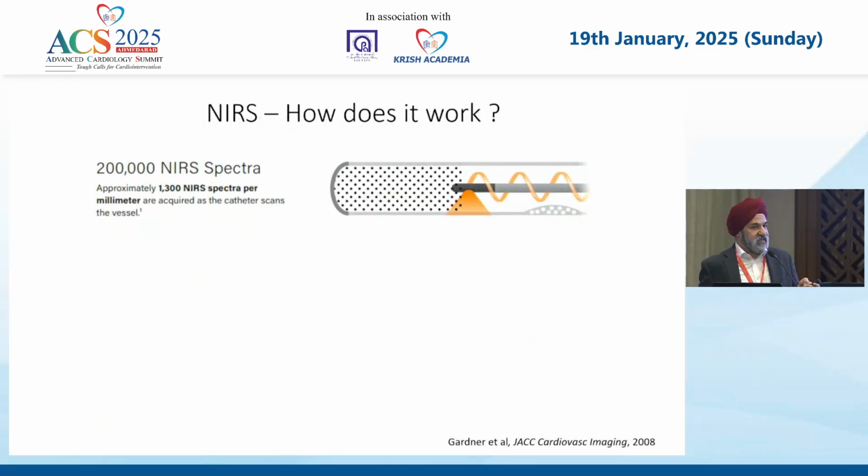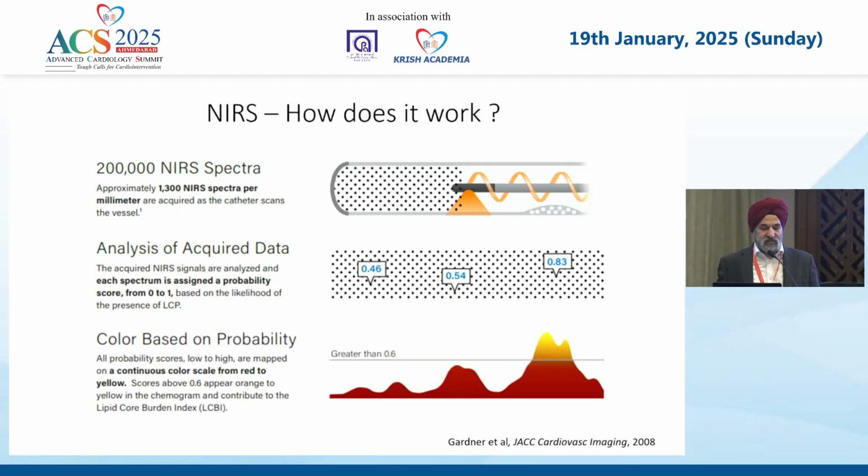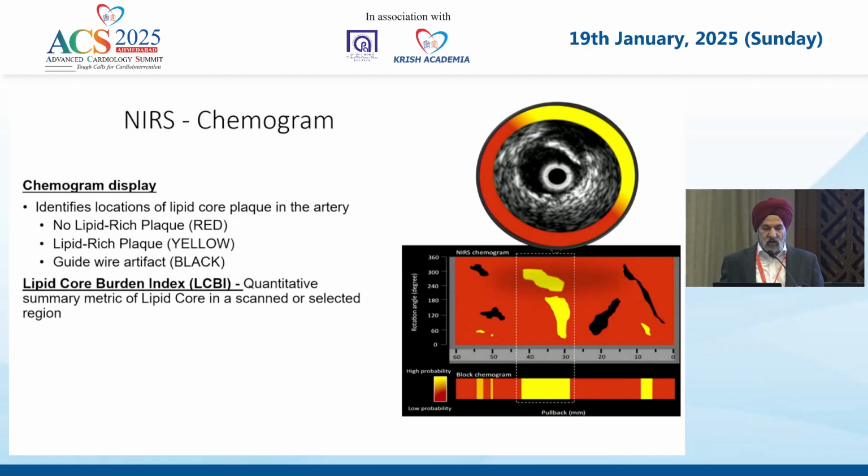Now, how it works is that you have the NIRS signals which get into the vessel and they get reflected back, and they generate a kind of probability score between 0 to 1. A score of 1 gives it a bright yellow light. Anything closer to 1 makes it a little orange. And if it is close to 0, it makes it red. So this is a kind of color-coded interpretation of the vessel wall composition, which is called the NIRS chemogram. So red means no lipid, yellow means lipid. If you see a few black dots, they are being produced by the artifacts of the wires.